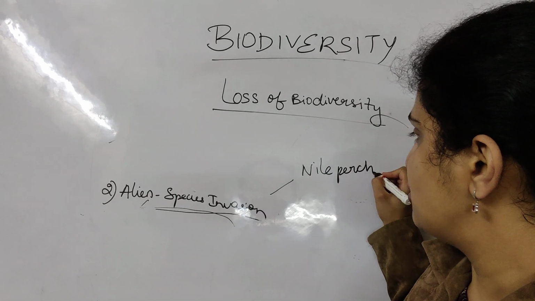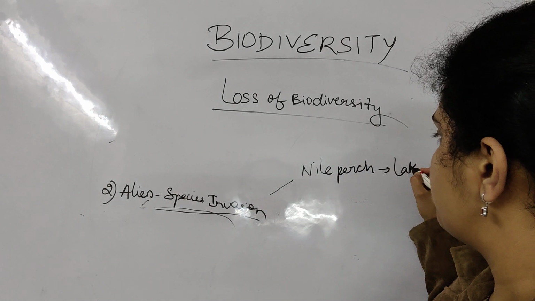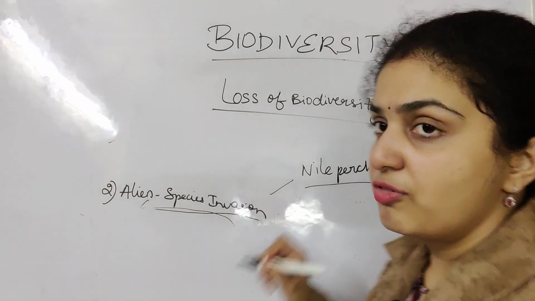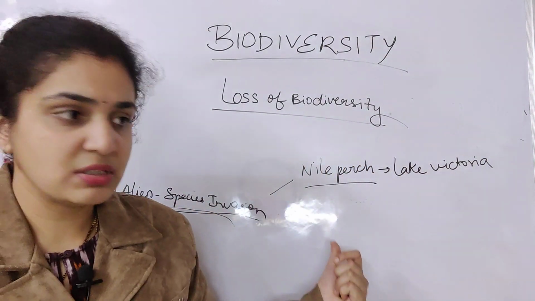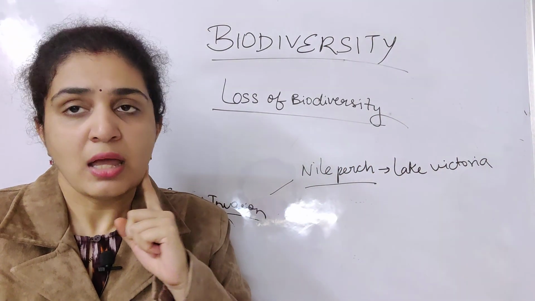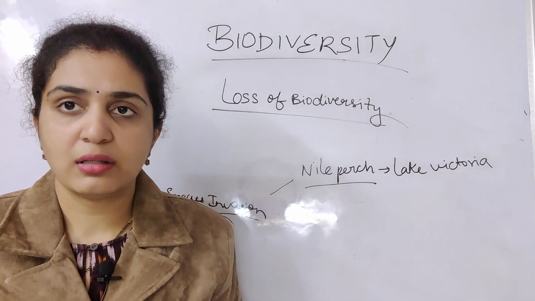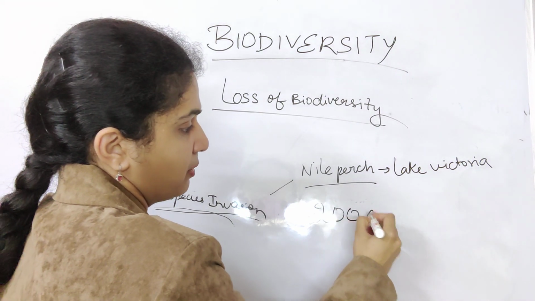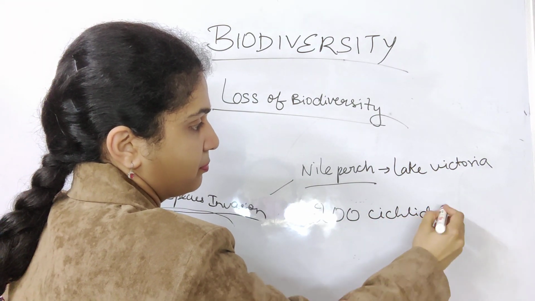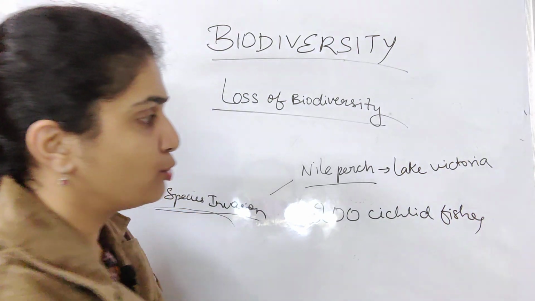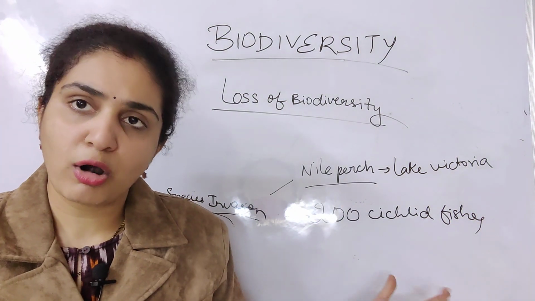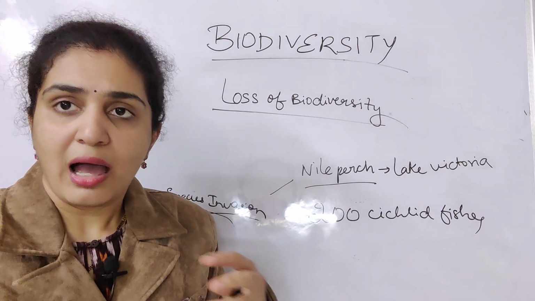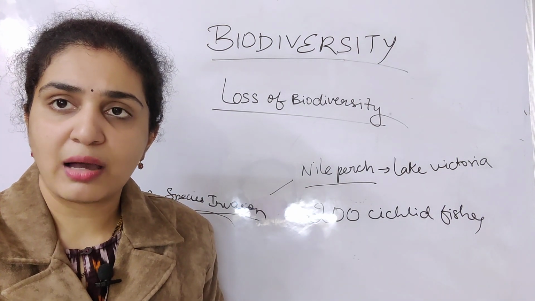Nile perch, when it was introduced into Lake Victoria, a famous lake, numerous species got extinct there. About 200 cichlid fishes got extinct there. Why they got extinct is due to the introduction of alien species. But if no alien species had come there, they could all survive happily.